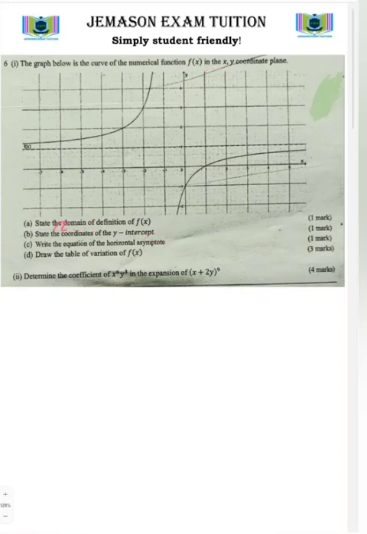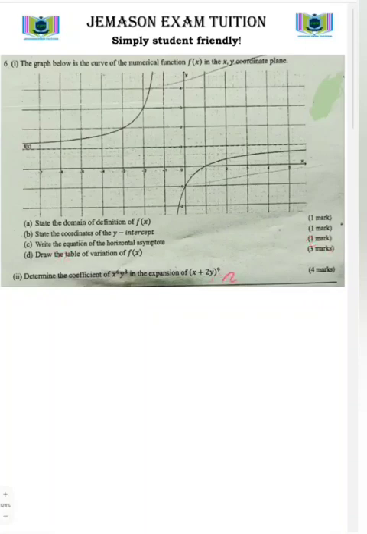So the first question A says state the domain of definition of f of x for 1 mark, and B says state the coordinates of the y-intercept for 1 mark. C, write the equation of the horizontal asymptote, also 1 mark, and D says draw the table of variation of f of x for 3 marks.